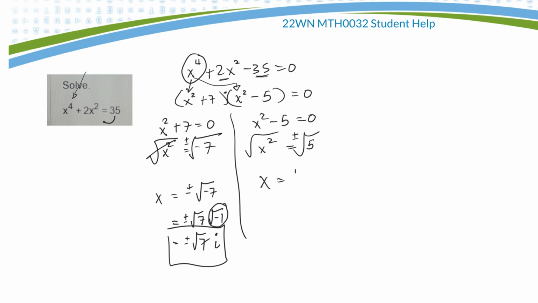On this side, square root principle, plus or minus. So I get x is equal to plus or minus square root 5. And I can't simplify that anymore. So if they ask for real numbers, those would be my only two answers, a plus root 5 and a minus root 5. If they ask for complex answers, I need to include those two.